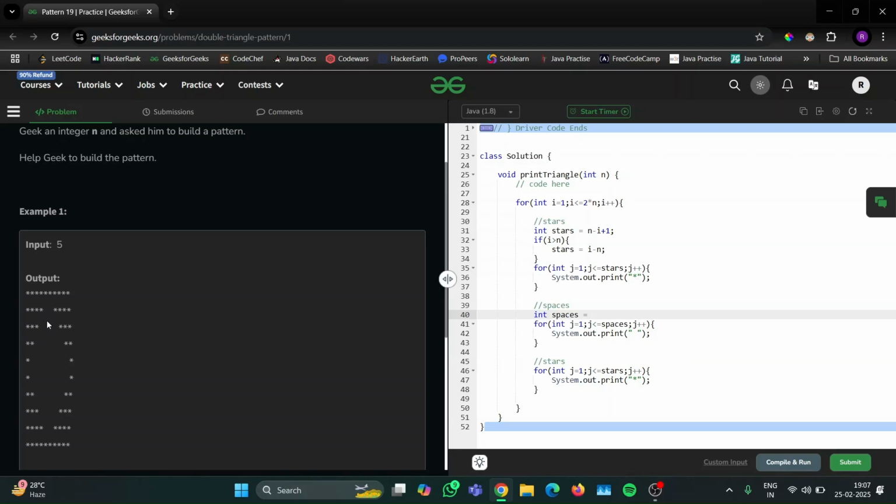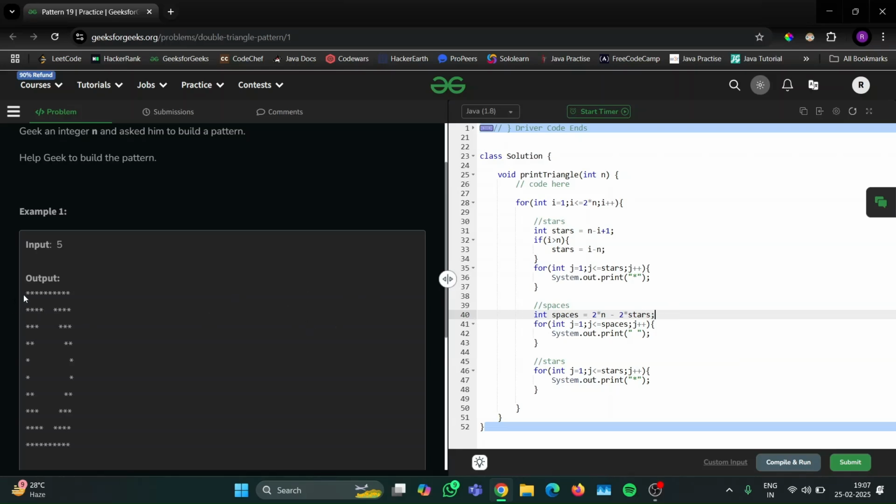To figure out the formula, we have to observe the entire first half and second half. But I think we have another way to achieve the formula, which is extremely easy, and we don't even have to look at the pattern and figure it out ourselves. It's 2 into n minus 2 into stars. From where does this formula come?